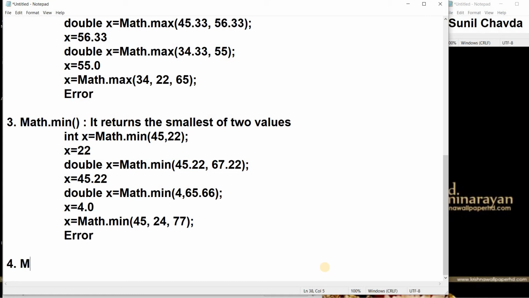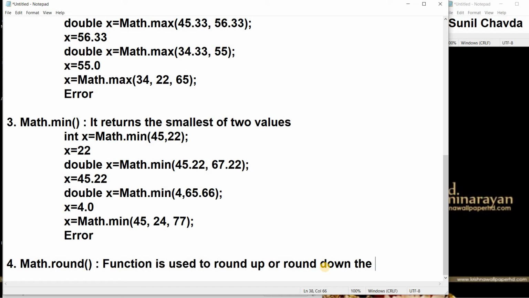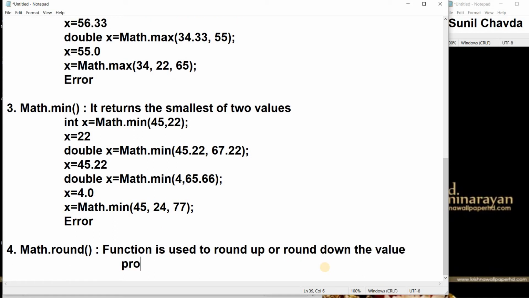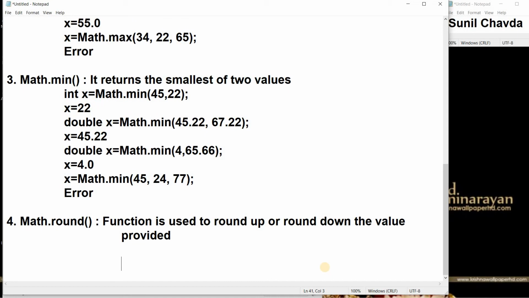The next function is the Math.round function. Now this function is very different from the other functions. This function will round up or round down the value provided. The most important part is that this function works in two different steps.